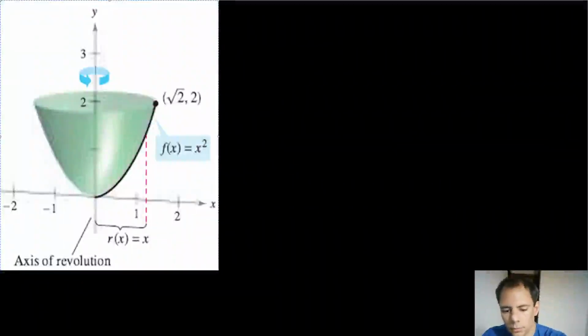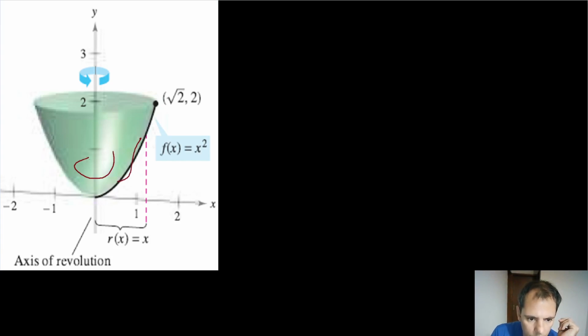Hey, now we're going to solve another problem here. You have this function going from 0 all the way to square root of 2, and the function is f of x equals x squared. Let's find the surface of revolution when this function is going around the y-axis.